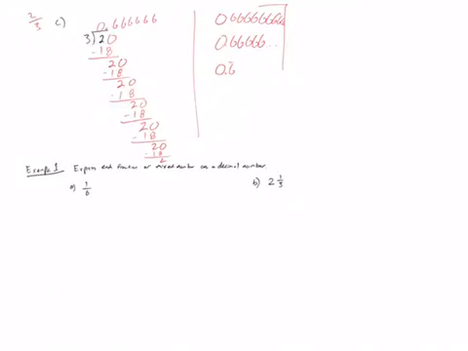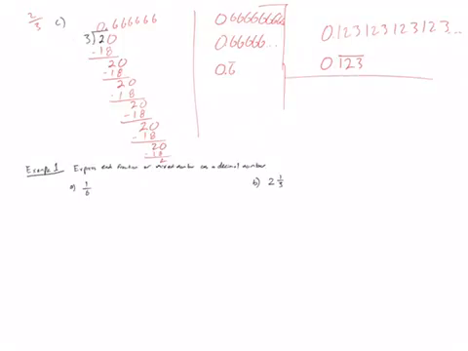So if you had something like 0.123, 123, 123, 123, etc., going on forever, then you'd write that as 0.123 with a line over the part that repeats over and over again: 1, 2, 3.